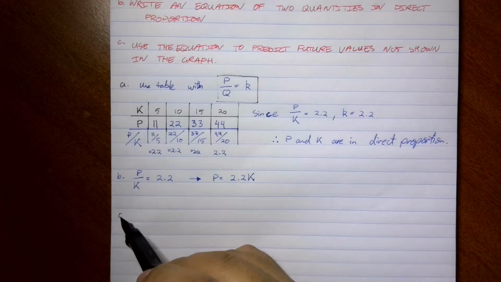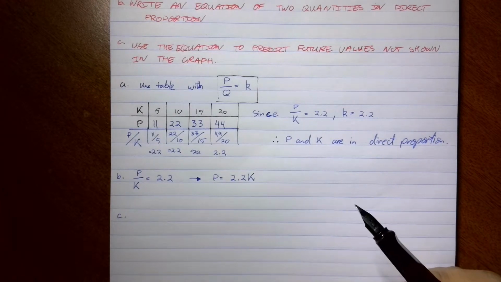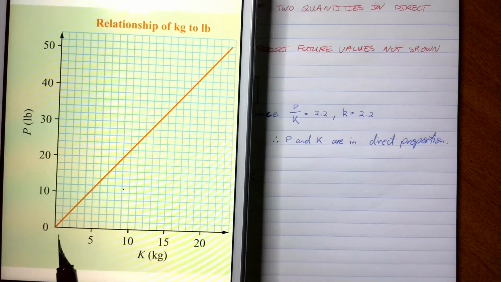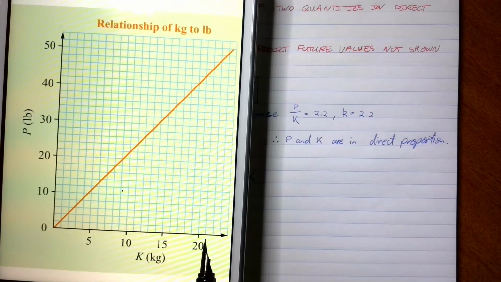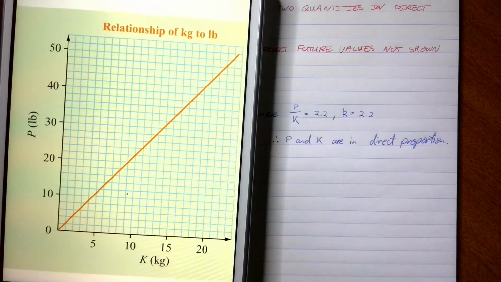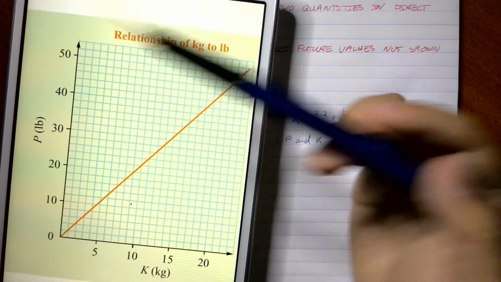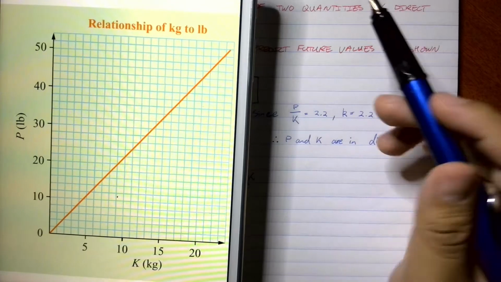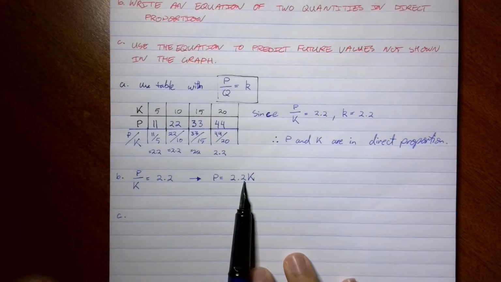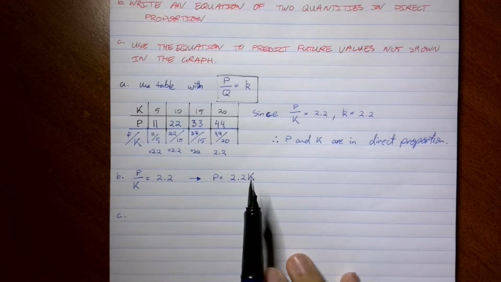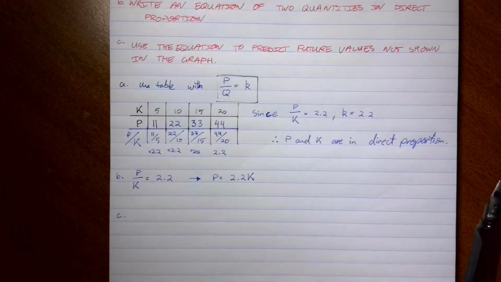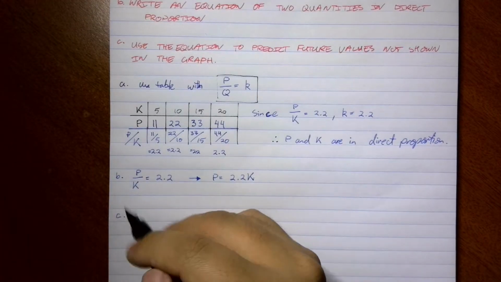And finally, let's go to question C. In question C, you can note that kilograms only go up to about 23, where it ends. And for the pounds, it stops at 50. So we can now use our equation P equals 2.2K to predict values that are not shown here in our graph. So let's do it for any two values that we want.